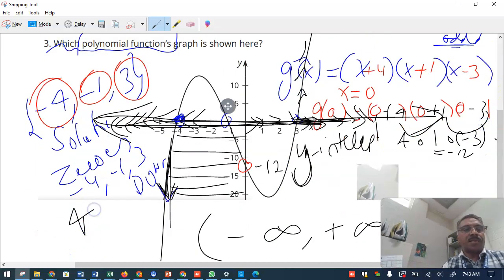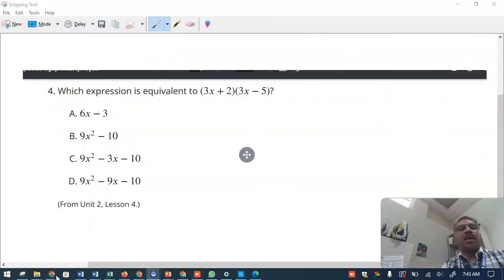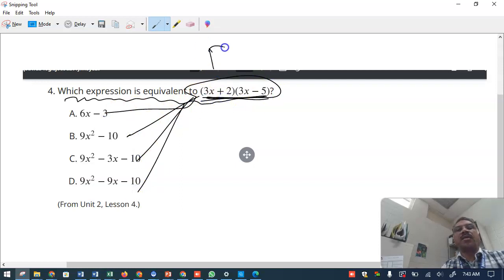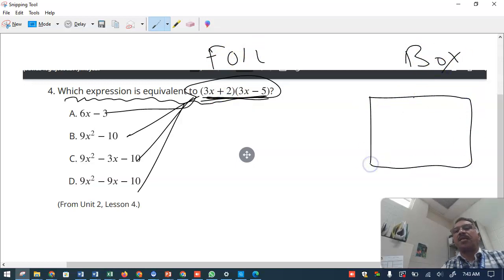Let's check problem number 4. This question is asking which expression is exactly the same. Is this the one? Is this the one? All you do is use either the FOIL method or the box method. I'll do the box method. 3x plus 2 is like the length of the rectangle here, and 3x minus 5 is the width of the rectangle.